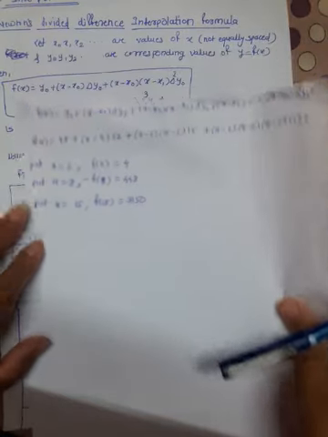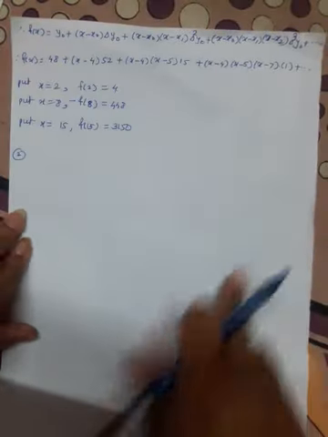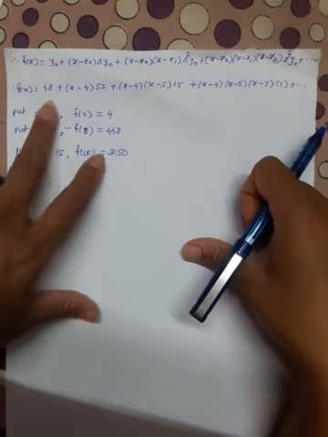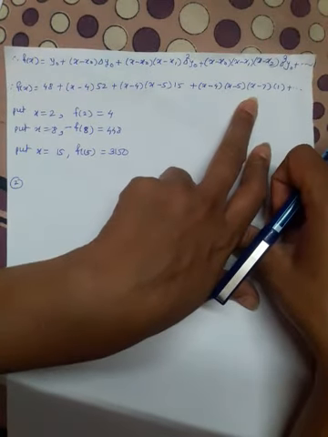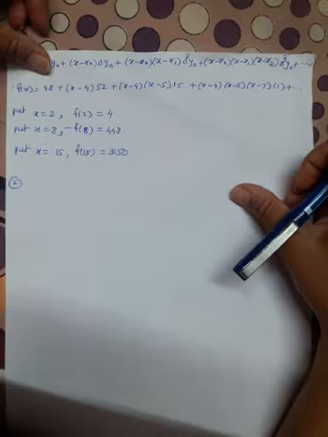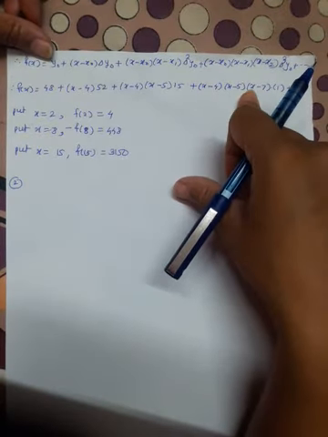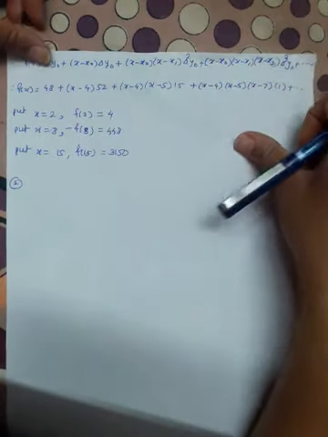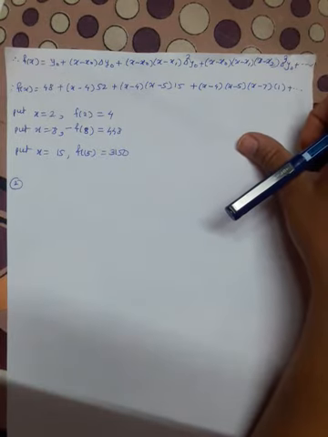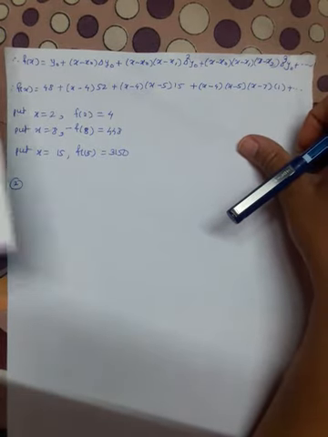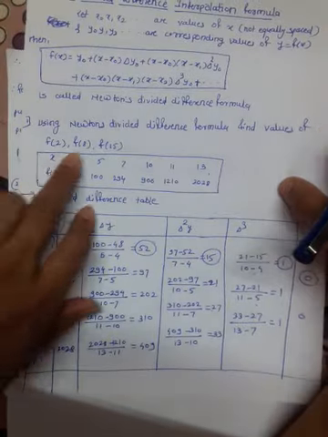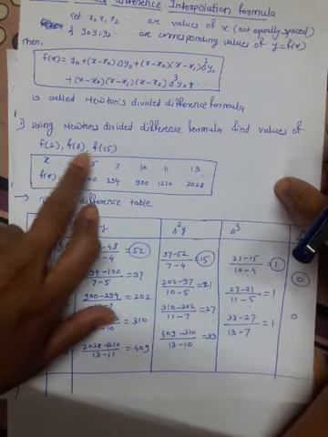Okay, we get this equation. Now you can solve this equation or just leave it like this. Now the next question is, in this particular question we have to find f of 2, f of 8, f of 15.